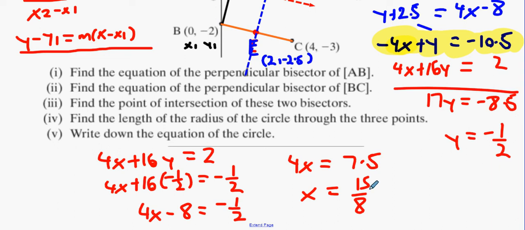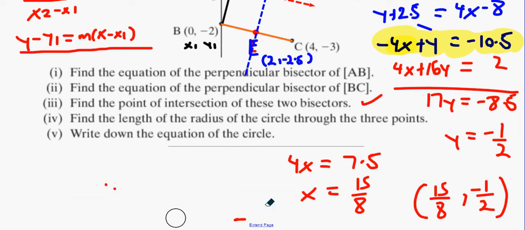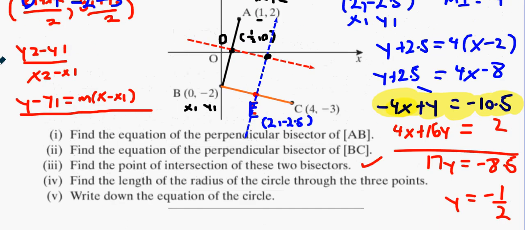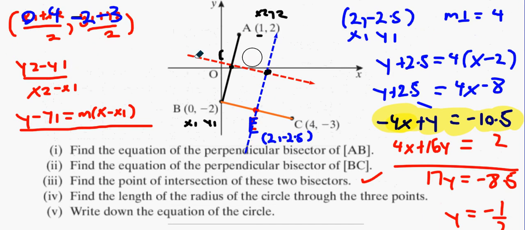Anyways, we found out the answer to part 3. What's the answer to part 3? 15 over 8 and minus a half. Now, can anybody in the class tell me, if this is the centre of the circle, 15 over 8 and minus a half is the centre of the circle. So let's get rid of all these constructions for a minute, okay? Let's go back to the very beginning.